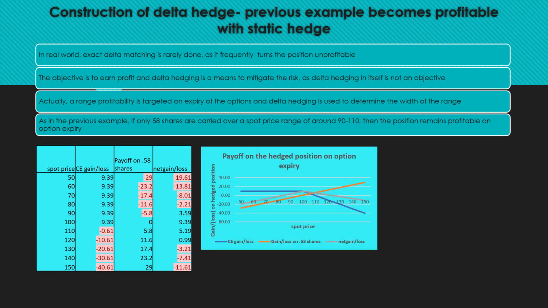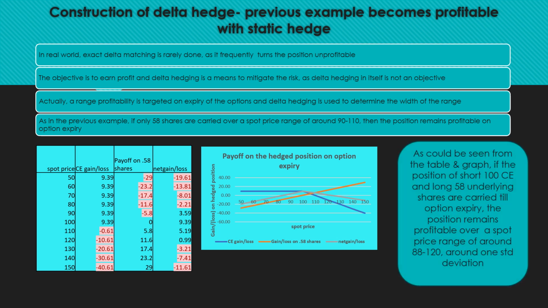As shown in the table, on expiry of the call option, the payoffs from the short call and long share maintain the same hedge ratio. As could be seen from the table and the graph, if the position of short 100 call options and long 58 underlying shares is carried on till option expiry, the position remains profitable over a spot price range of around 88 to 120, which is around one standard deviation, considering the implied volatility at the inception of 30%.